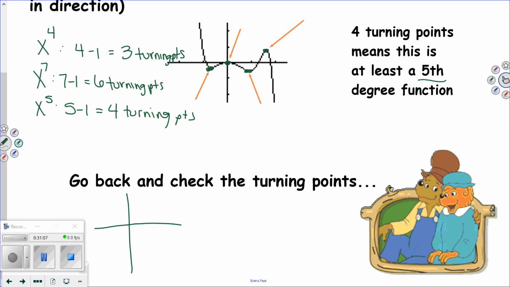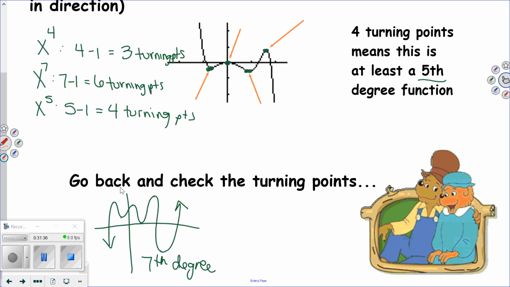Let me give you a few more examples of the opposite way. So if I gave you that, that's a fun graph. What degree is that? So we'd be like 1, 2, 3, 4, 5, 6, plus 1. This would be a 7th degree. Or higher. It could be higher, but it's at least a 7th degree.